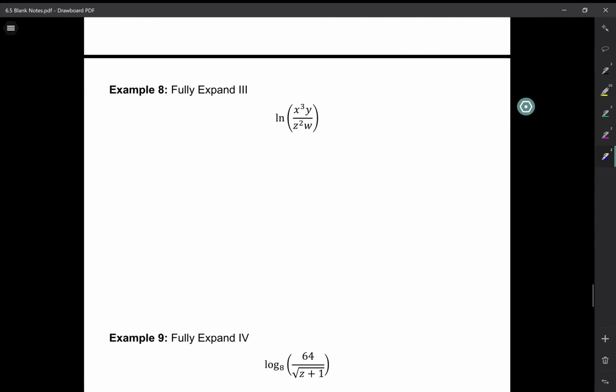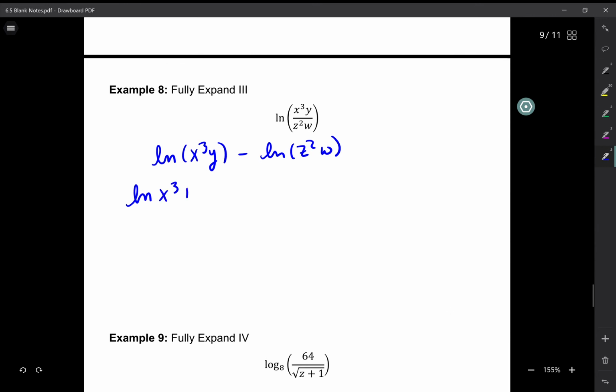All right, did you give it a try? Let's do this together. The first thing I see is a quotient, so I'm going to go ahead and do the quotient first. This is the natural log of x cubed y minus the natural log of z squared w. And now within my quotients, I see some products. So this is the natural log of x cubed plus the natural log of y minus, and now you need to be really careful. I'm going to go ahead and put a parenthesis down.